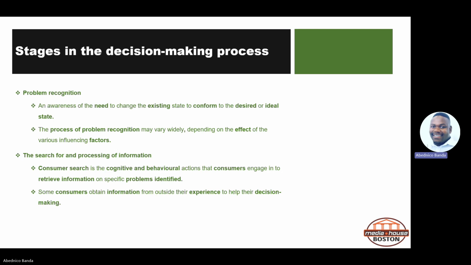So the process of problem recognition may vary widely depending on the effect of the various influencing factors. Then we've got the search for and processing of information. Consumer search is the cognitive and behavioral actions that consumers engage in to retrieve information on specific identified problems. Some consumers obtain information from outside their experience to help their decision making.